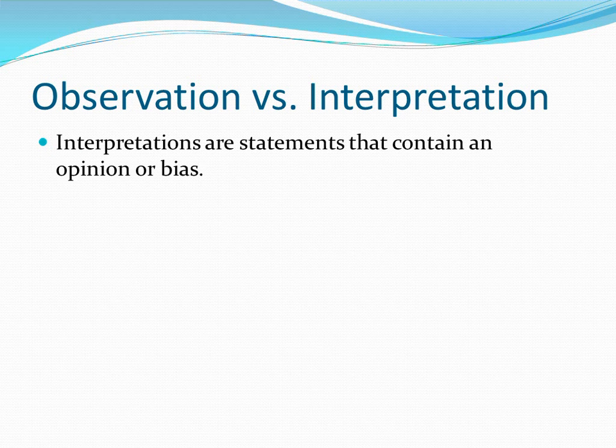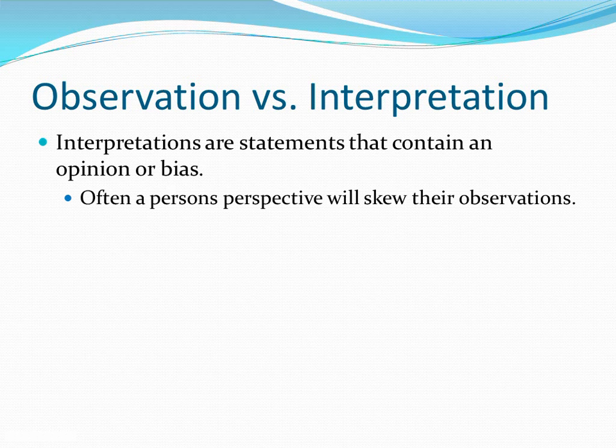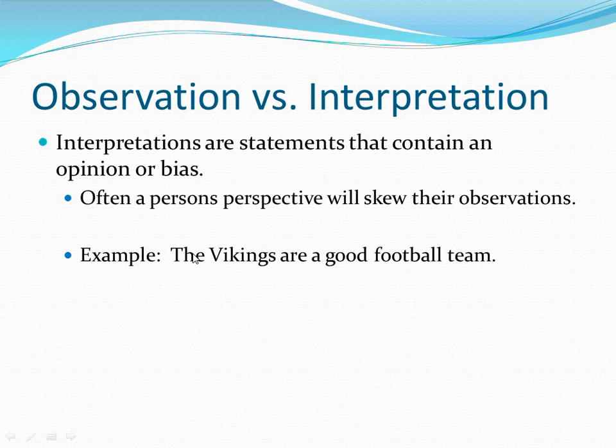So now, what is an interpretation? An interpretation is a statement that contains opinion or bias. That is, it varies from one person to the next. And it's because we're all human. We all have our own perspective on stuff. So anything that contains our opinion or bias is going to be an interpretation, because that's how I'm interpreting it. A good example of this: if I said the Vikings are a good football team, well, that might be true for me. I think they're a good football team, but I can guarantee you there are people that don't. So that is my interpretation, but your interpretation might disagree.